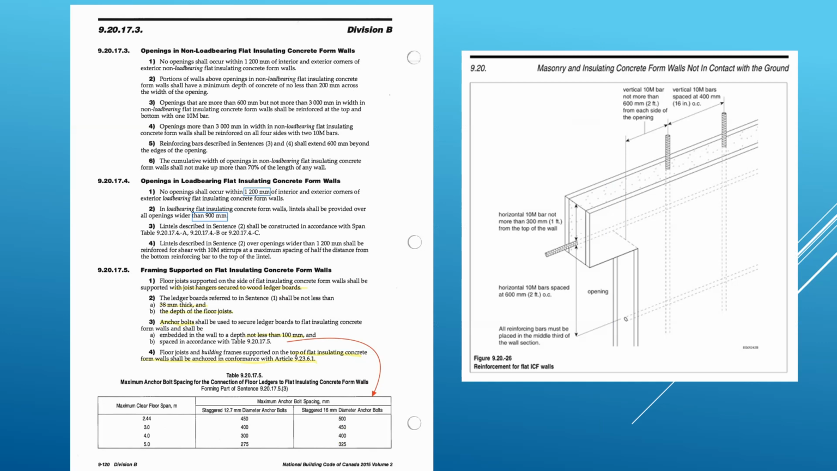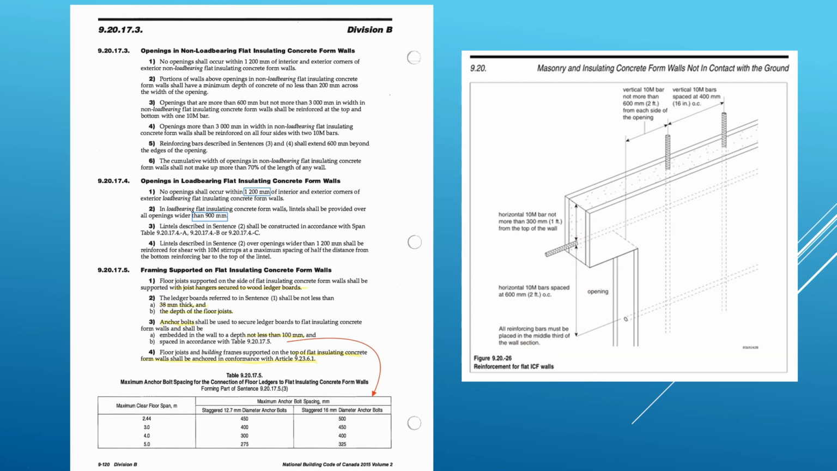Okay, and then we talk about anchor bolts. For flat ICF, not in contact with the ground, this would be for an above ground wall, because it's not in contact with grade, and that's out of the user guide. If you've got an opening here, you've got 600 millimeters to the next bar, and vertical bars are spaced at that spacing, and horizontal bars are there. So that is an indication of where your bars should go.